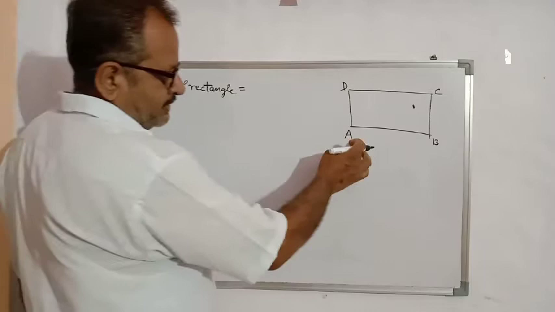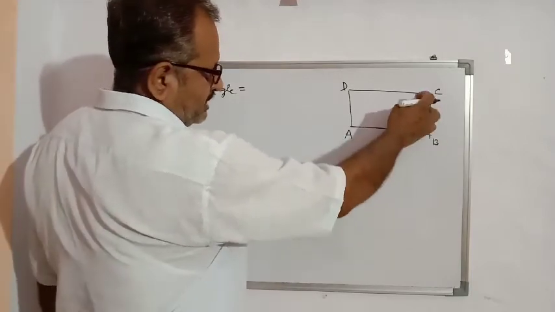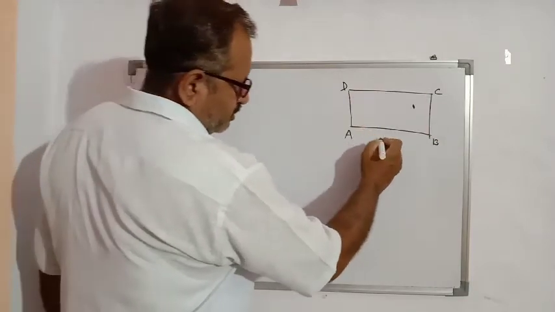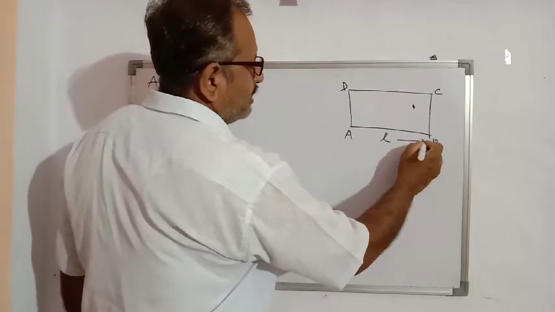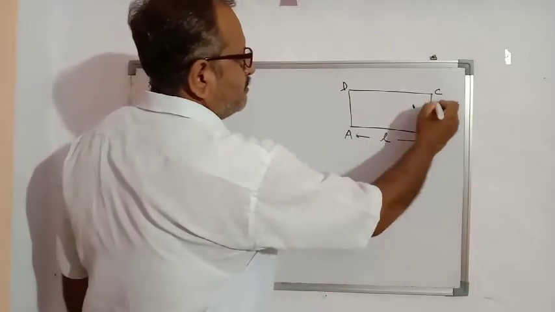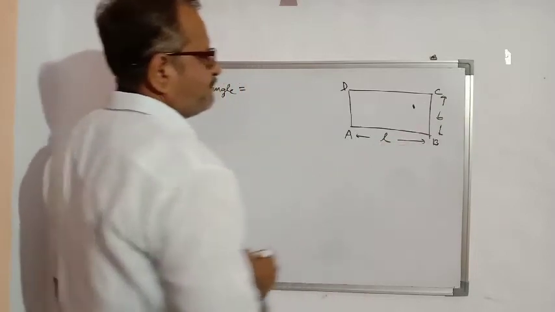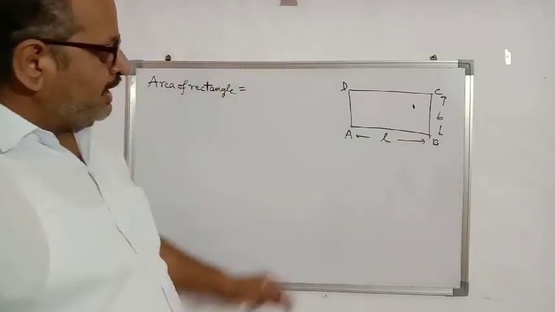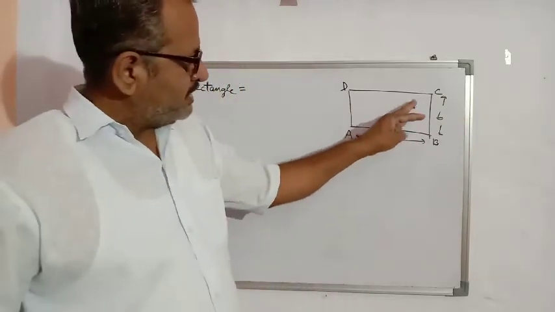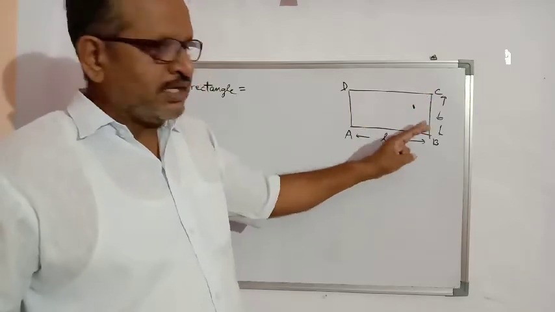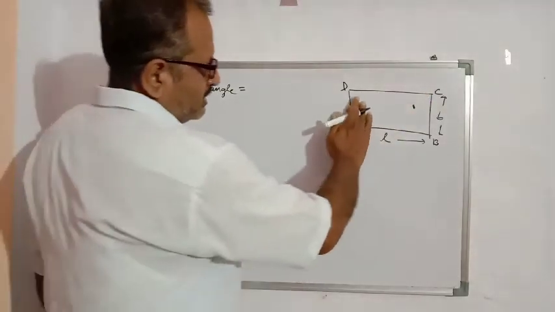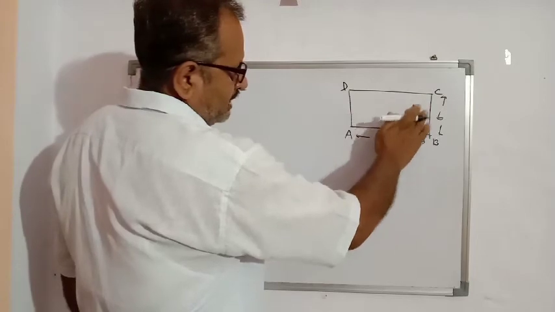So see here, this is ABCD, a rectangle whose length is L. AB is the length, BC is the breadth. We can represent it by B. So what is the area? Area means the surface enclosed by the boundary of the rectangle. This entire surface is called area.